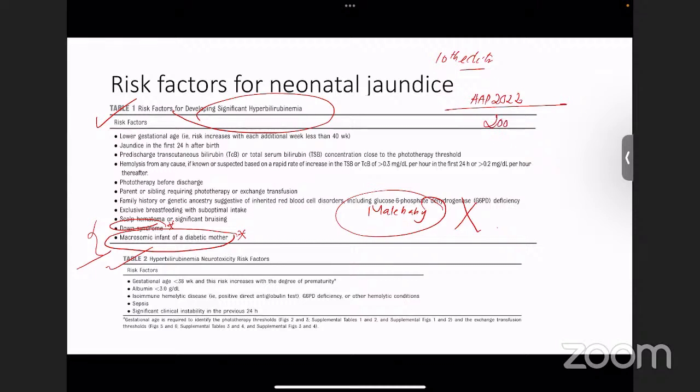The last guideline was released in 2004, right? After that, now after many years, they have released this recent guideline. In neurotoxicity risk factors, any gestational age less than 38 weeks, albumin less than 3, isoimmune hemolytic disease, sepsis, or clinical instability in the previous 24 hours. If any one of these is present, then you say the child has a neurotoxicity risk factor.